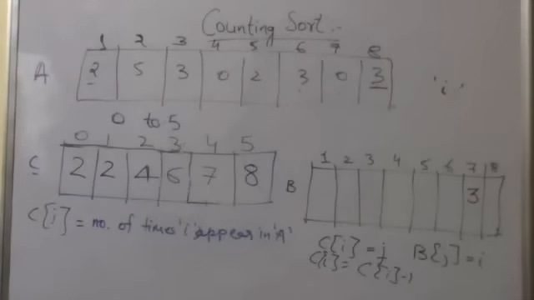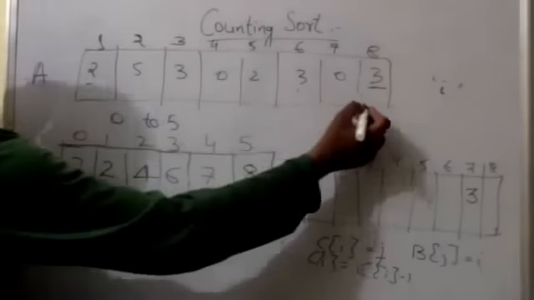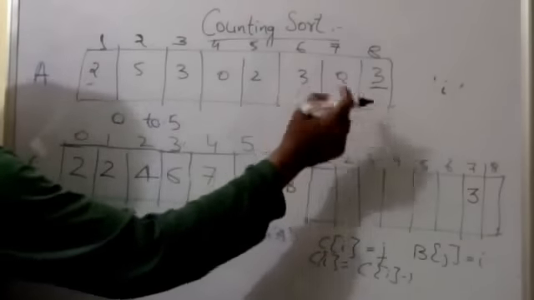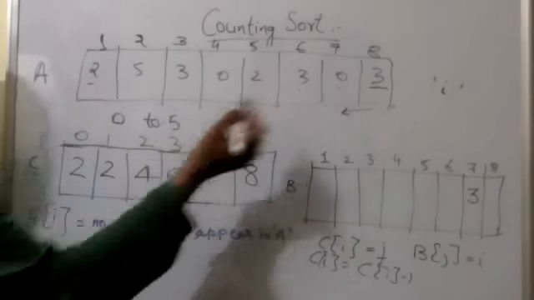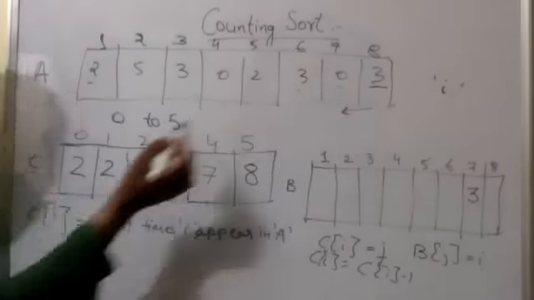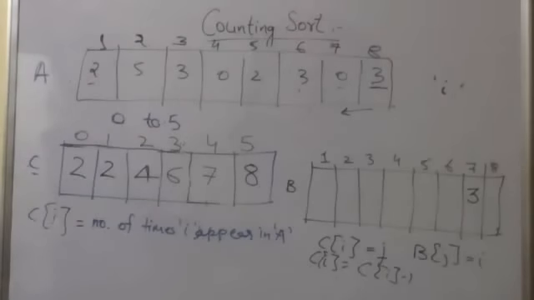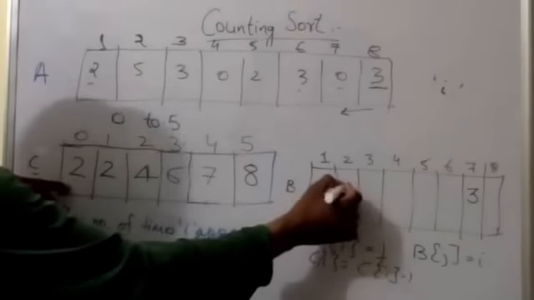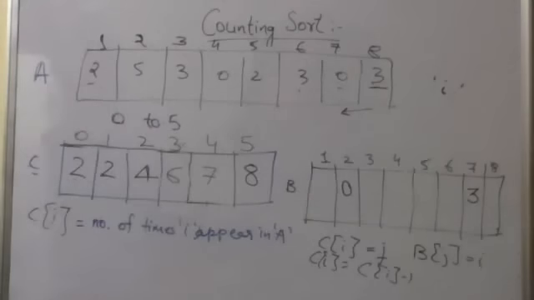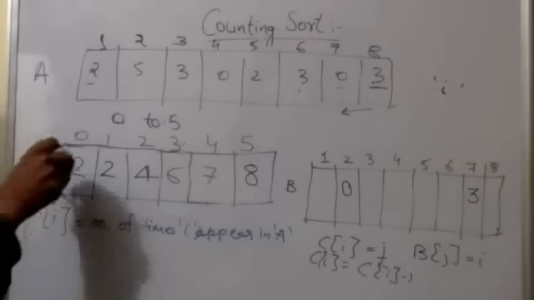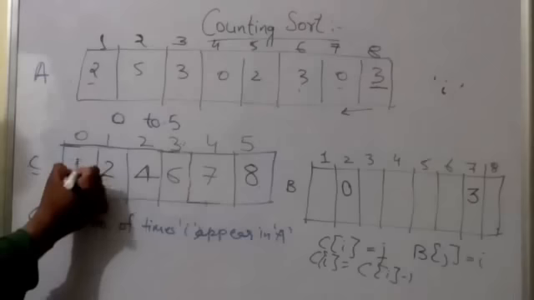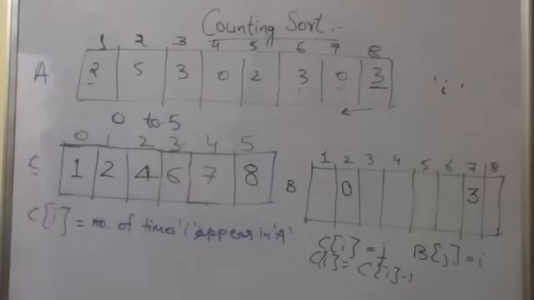Now we will move from the last element of array A to the second last element, that is 0, right? Now the value stored at index 0 in array C is 2, right? So at index 2 in array B we will store 0, and we will decrease the value stored at index 0 in array C by 1. So when we decrease it by 1, it will become 1, right?